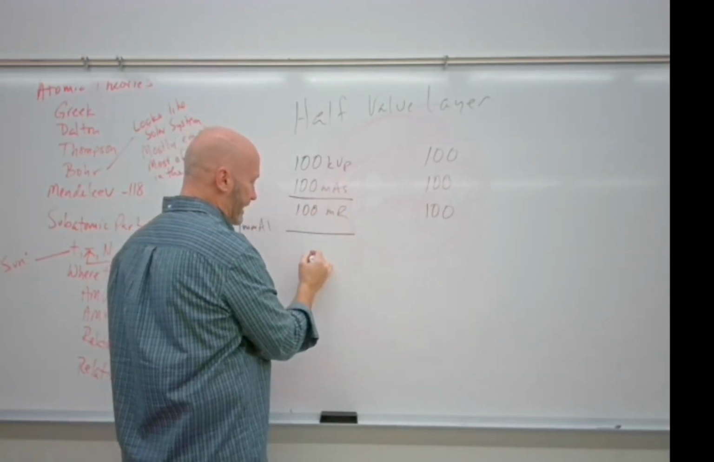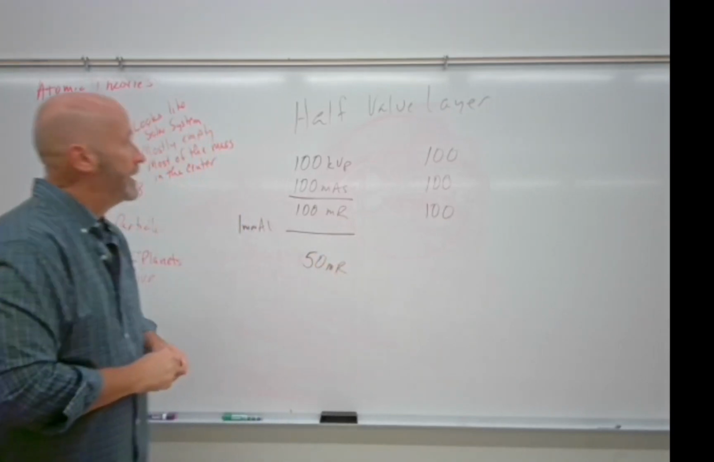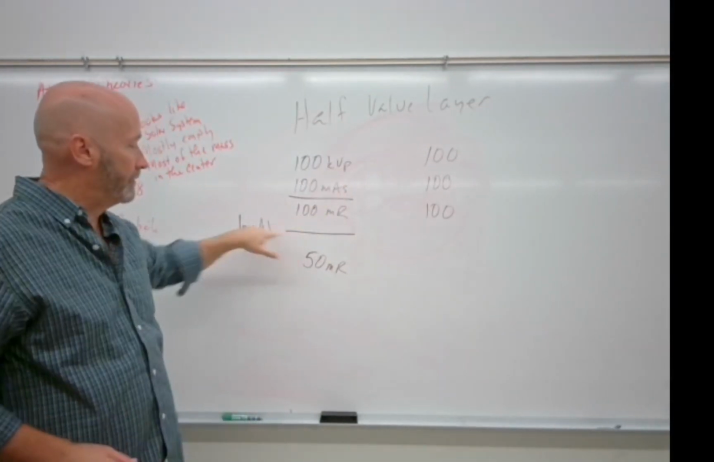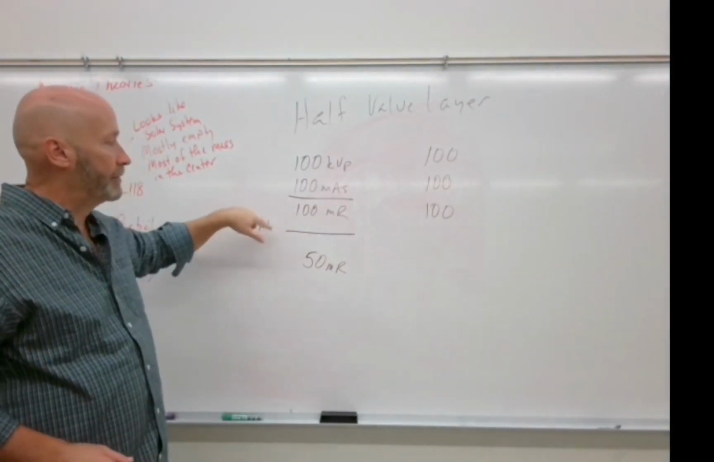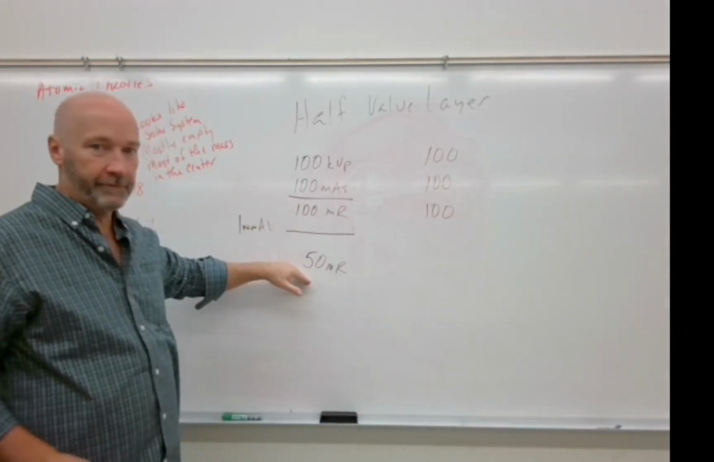If it cuts that down to the equivalent of 50 MR exposure, that is what we refer to as a half value layer. One layer of aluminum, 1 millimeter of aluminum, cut the intensity of this X-ray beam in half.